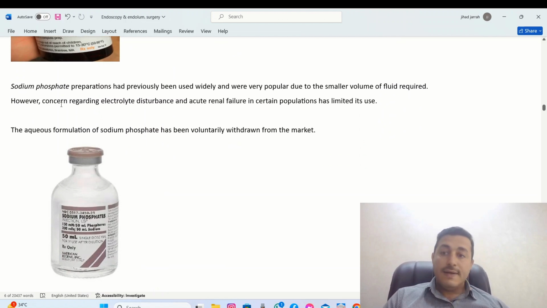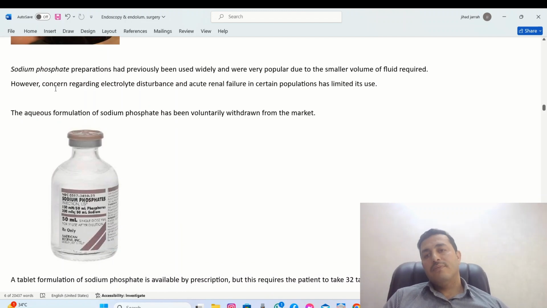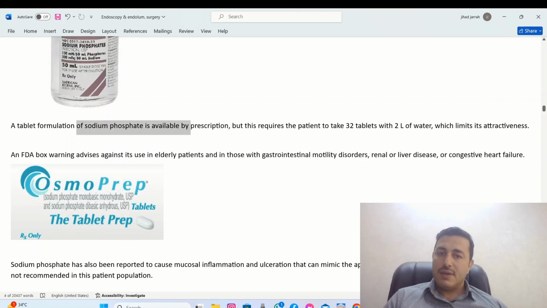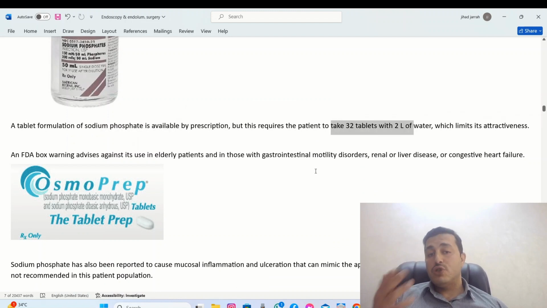Sodium phosphate, you can see here that we have two forms. We have the aqueous formula, this one, which is associated with many electrolyte disturbances and acute renal failure, so it's withdrawn from the market. The tablet formulation of sodium phosphate is bitter, and you can imagine that the patient should take 32 tablets with 2 liter.